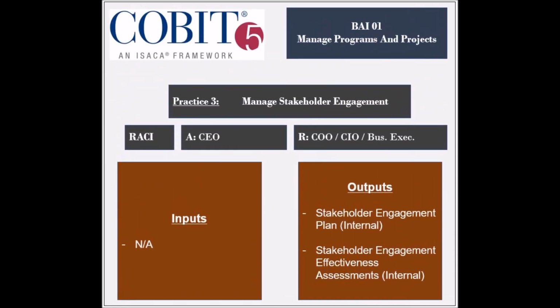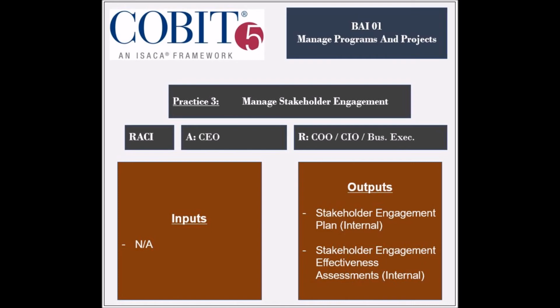The third practice is to manage the stakeholder engagement. The entities responsible for this practice include the Chief Operating Officer, the business executives, and the business process owners. The entity that is held accountable is the Chief Executive Officer.